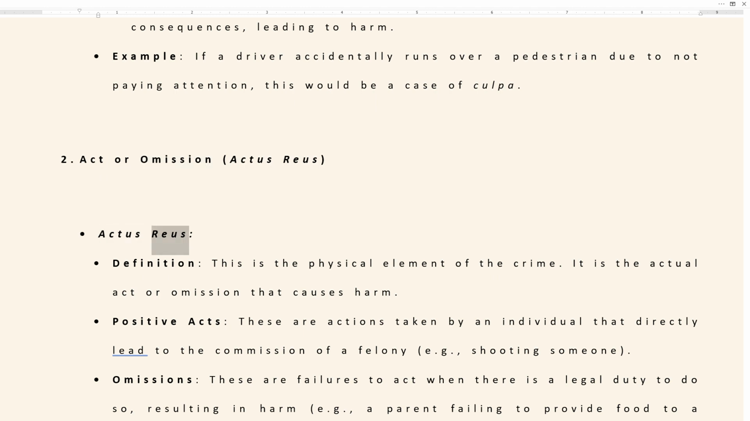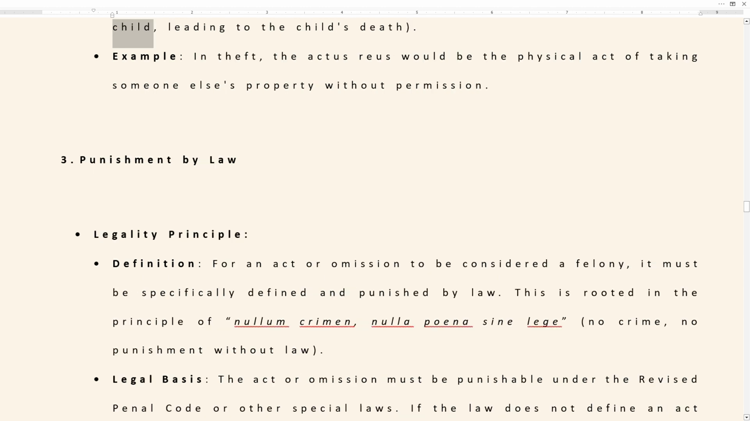Act or omission, actus reus. Actus reus. Definition: this is the physical element of the crime. It is the actual act or omission that causes harm. Positive acts: these are actions taken by an individual that directly lead to the commission of a felony, example shooting someone. Omissions: these are failures to act when there is a legal duty to do so, resulting in harm, example a parent failing to provide food to a child, leading to the child's death. Example: in theft, the actus reus would be the physical act of taking someone else's property without permission.